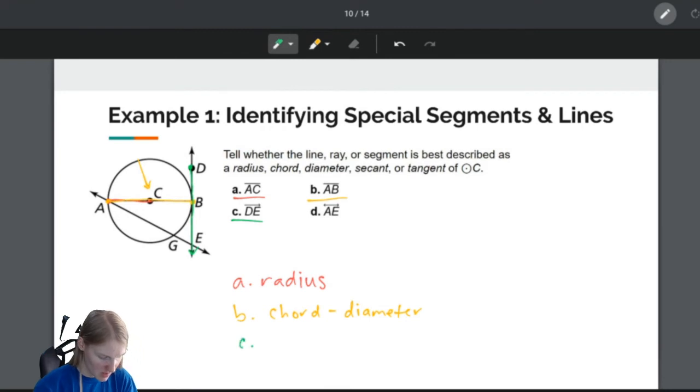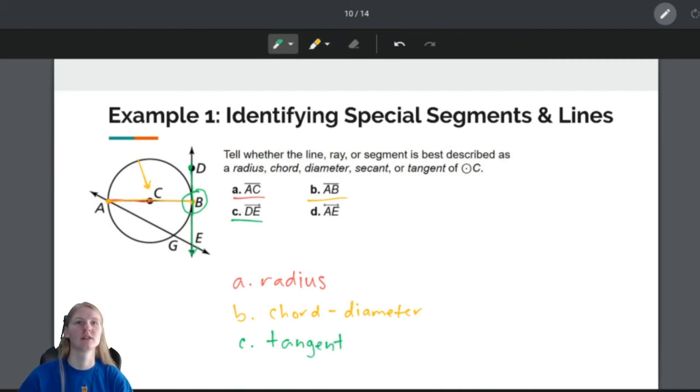So, let's see, DE, it is a ray, kind of on the outside of the circle that only touches the circle at one point B. What did we call it when we only touched the circle in one place? Oh yeah, we called it a tangent. Tangent of a circle, not talking about right triangles. Tangent of a circle was a line, segment, ray, something that only touches the circle in one point. So DE is definitely a tangent.